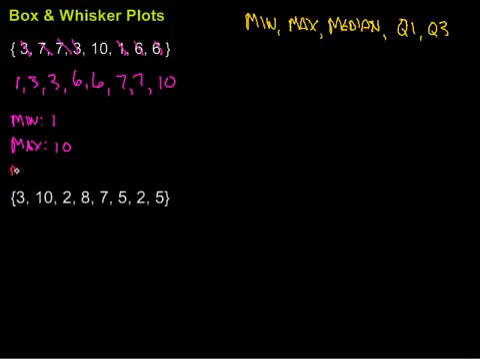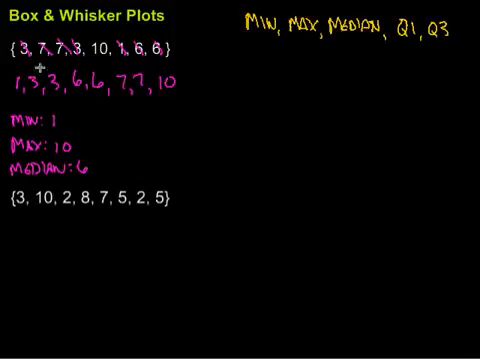Then I need to find the median. Remember, the median is the middle number when our set's in order. So there's 1, 2, 3, 4, 5, 6, 7, 8 values in my data set. And the middle of my set falls right here, between these 2 6s. There's 4 values smaller, 4 values larger. The average of the 2 6s is still 6. So in this case, the median is going to be 6.